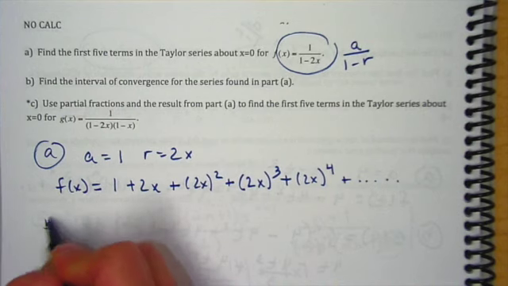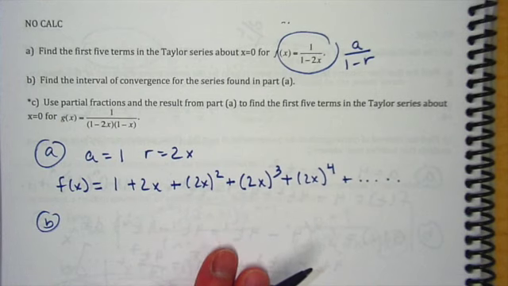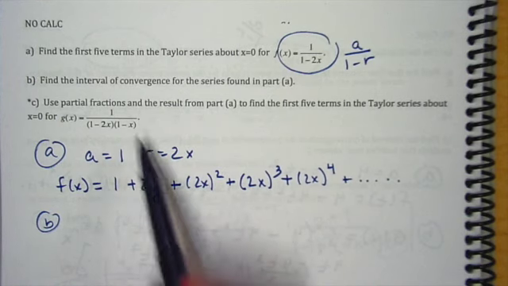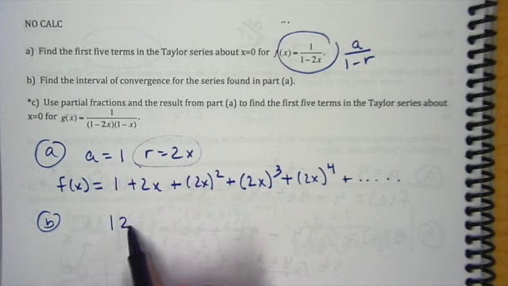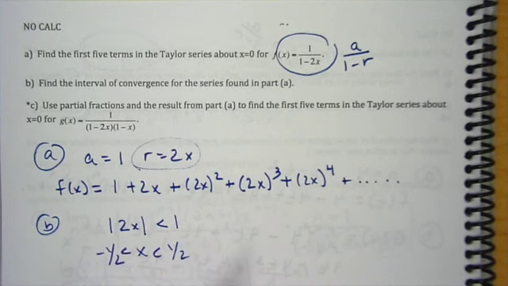Okay, part B, find the interval of convergence. If you recognize it was a geometric, we don't have to do the ratio test. Geometric series says that it converges if absolute value r is less than 1. That's it. And for a geometric series, it always diverges at the endpoints, so I do not need to check the endpoints here. This is it, you're done.